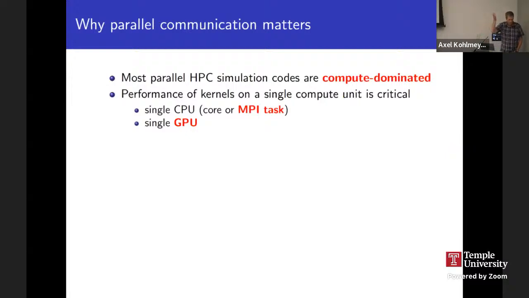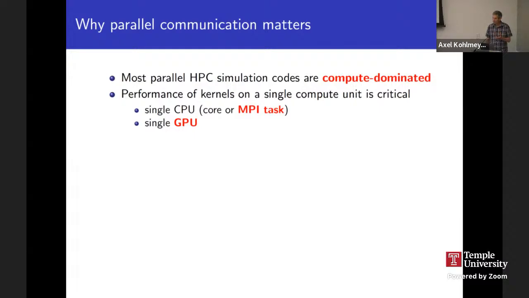First, let's motivate this whole topic a little bit. Why does parallel communication matter at the MPI level? Well, most parallel HPC simulation codes are compute dominated. Sometimes that can involve memory bandwidth issues, so you're spending all your time grabbing data out of memory and doing computations on it. At least that's what you'd like to be spending most of the time on to make it efficient. So the performance of the kernels on a single compute node is critical to that, and that was Stan's focus yesterday in his nice talks.